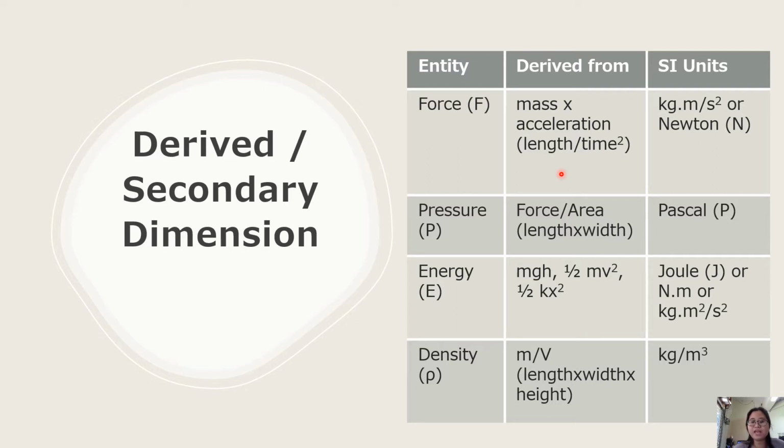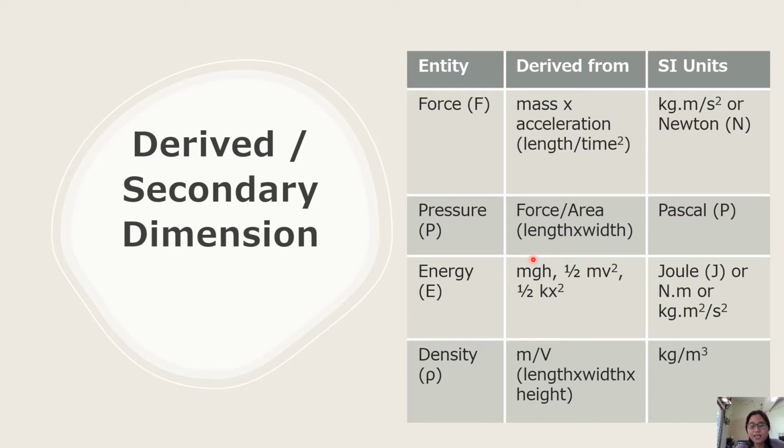The next example is the pressure. Pressure is given by force per unit area. And we have shown earlier that force is derived from mass and acceleration, while the area is derived from length times width. And length and width are both fundamental dimensions. And the SI unit for pressure is Pascal.